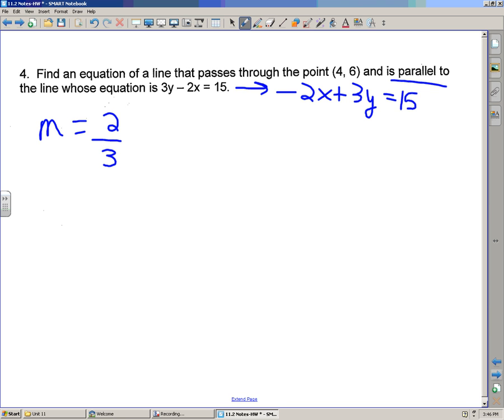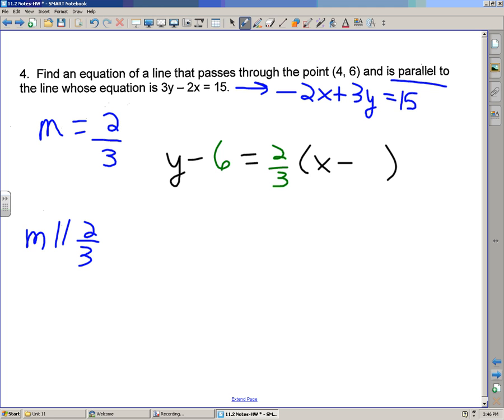We know that we want to be parallel, so parallel lines have the same slopes. So when we go into our y minus y1 equals m, x minus x1 equation, we are going to dump in 6 for y1, 2/3 for m, and 4 for x1. y minus 6 equals 2/3 x minus 8/3.